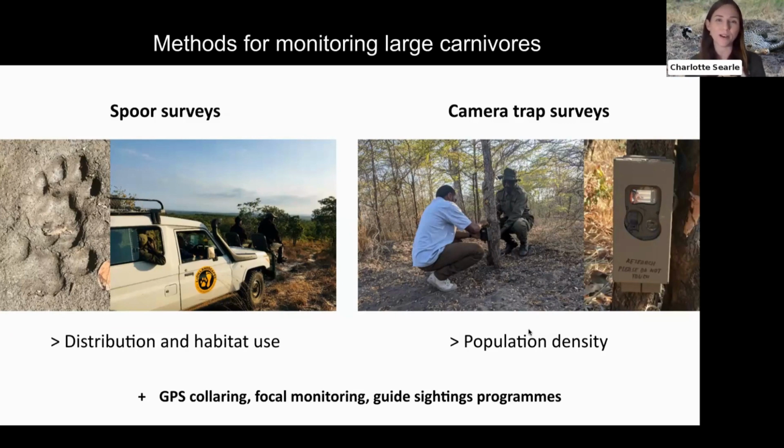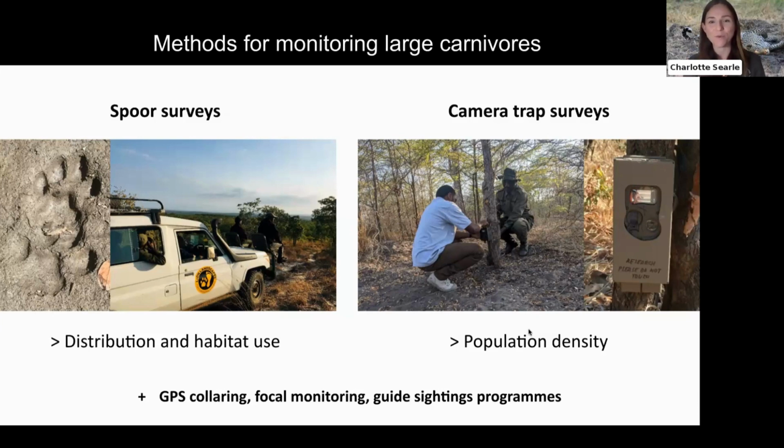So in Ruaha National Park and Nyerere National Park, we partner with tourism operators, and they basically collect data for us on large carnivore sightings. And this is actually really helpful in particular for wild dogs and cheetahs, which are such low density animals that they're really hard to monitor.